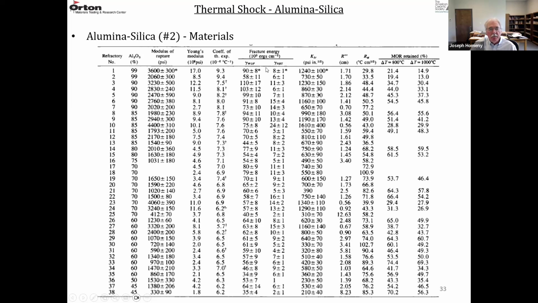They measured gamma WF and gamma NBT, and this is in thousands of ergs per square centimeter. They measured fracture toughness in PSI inches squared. They calculated R4 prime, that's in centimeters, and RST, degrees C, centimeters to the 1/2 power. And then for rapid quenchings at delta T's of 800 and 1,000 degrees C, you have the percent MOR retained.